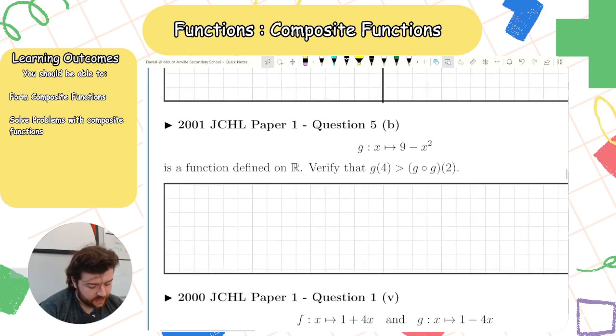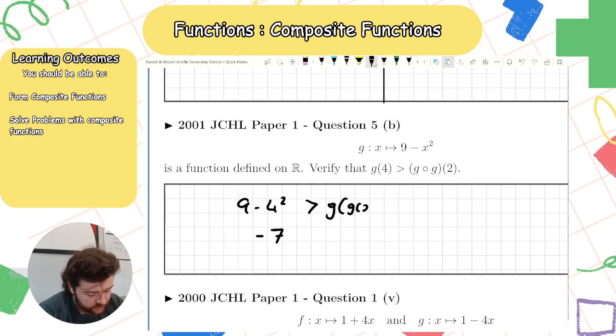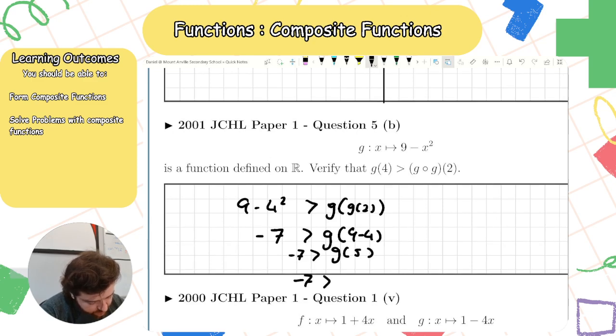Right, let's just look at this one here. This is from a Higher Level paper many years ago. Verify that g of x is defined as 9 minus x squared. Verify g of 4 is greater than g of 2. So we're applying function g twice. So g of 4 is going to be 9 minus 4 squared, which is equal to minus 7. Then g of 2, which is equal to g of 9 minus 4, which is g of 5. And minus 7 is greater than 9 minus 5 squared, which is minus 16.